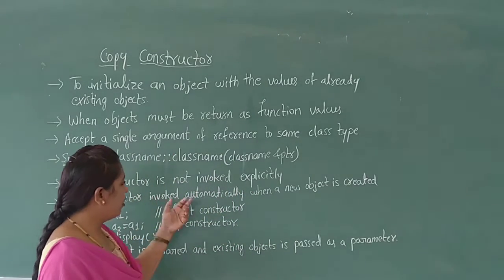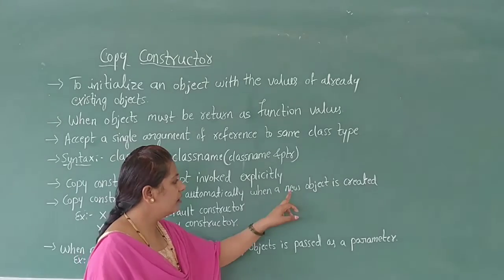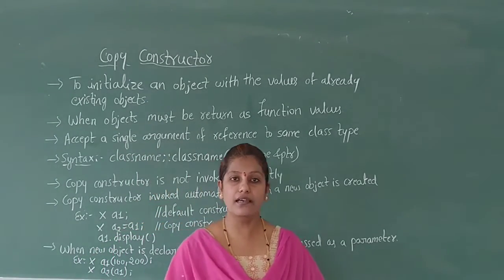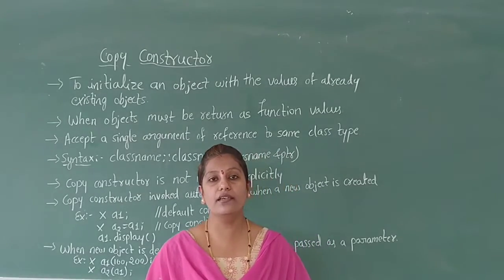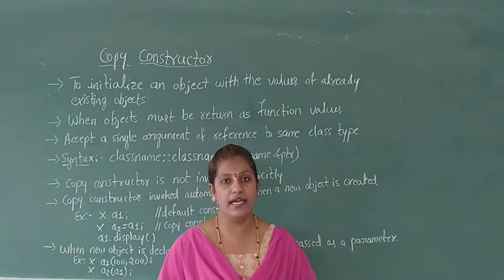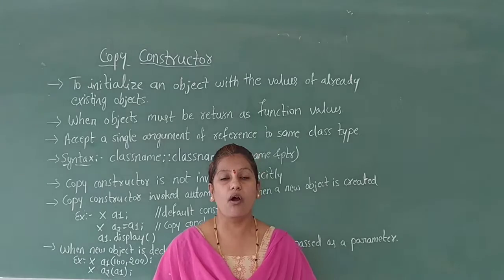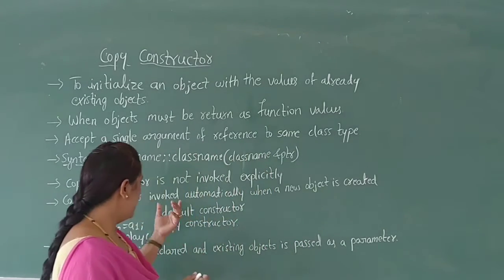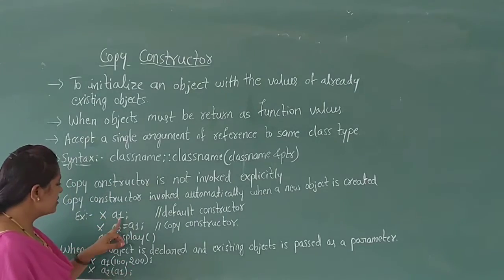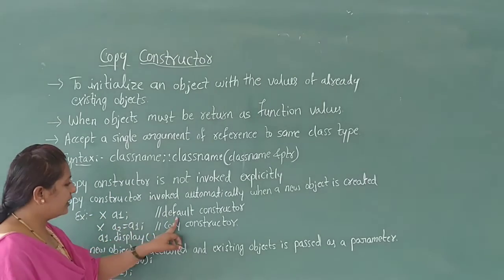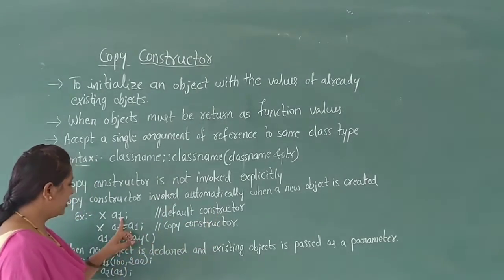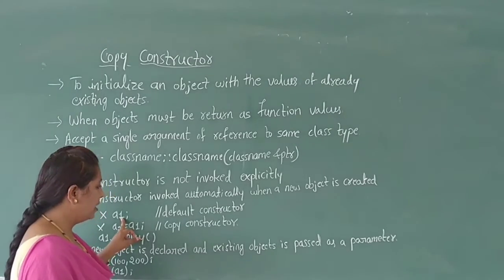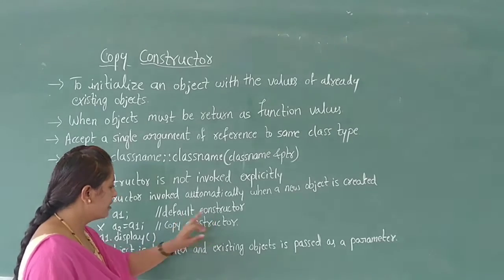A copy constructor is invoked automatically when a new object is created and equated to an already existing object in the declaration statement. See here, example: x a1. It is a default constructor because here a1 is not initialized with any value. Therefore, it is called a default constructor.